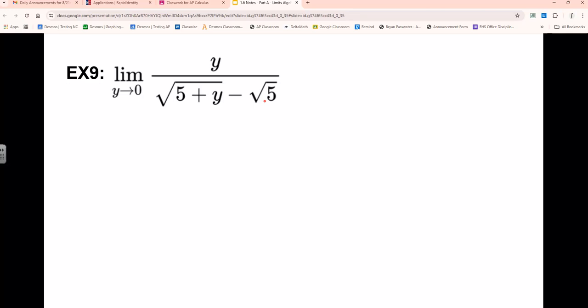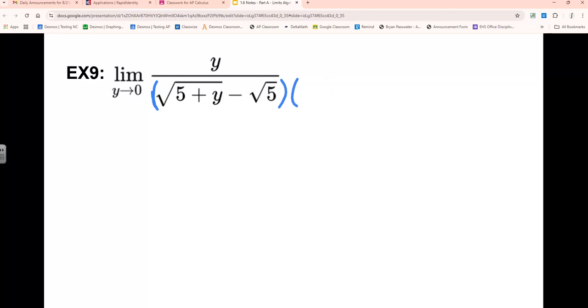Be careful, because every once in a while they'll throw one that's really a direct substitution problem in there. You get 0 over 2, and your answer is 0, right? Or you get 7 over 5, that's your answer. But this one is definitely one where we're going to have to rationalize.